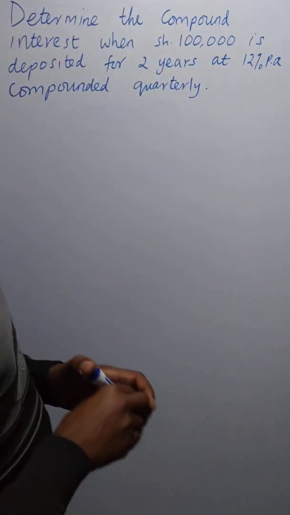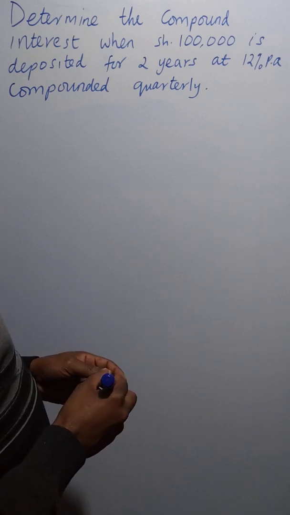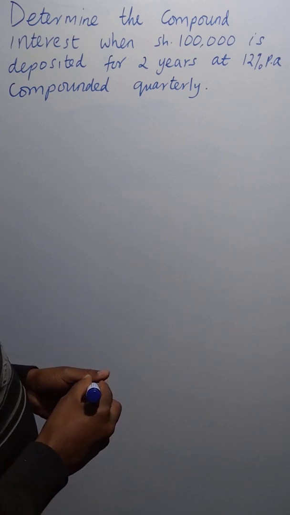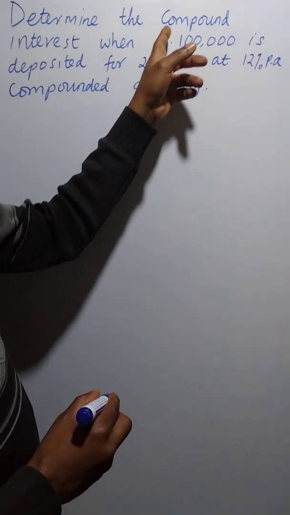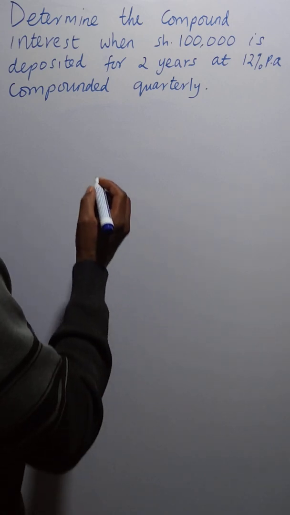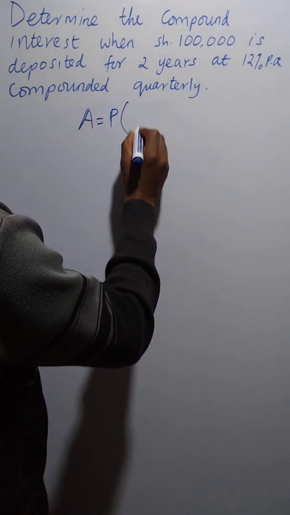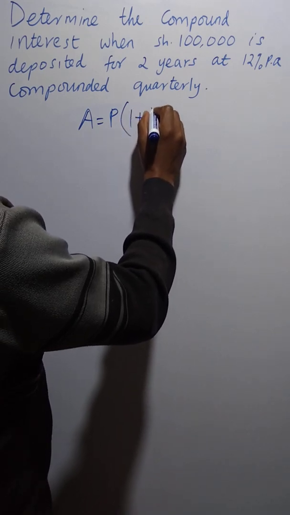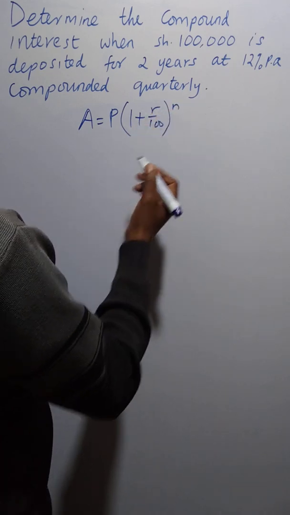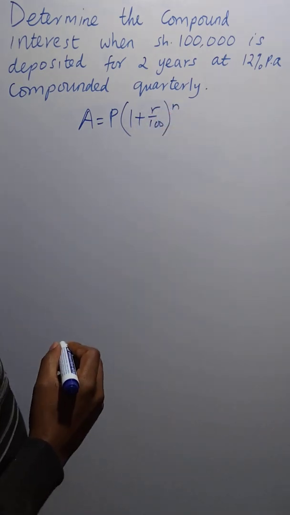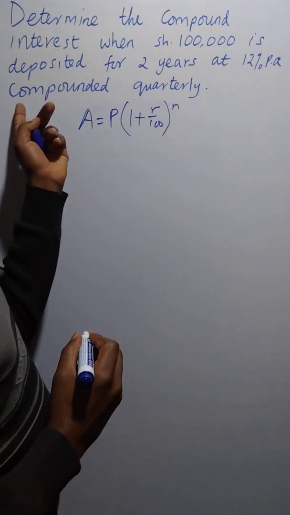Now, we are to determine the compound interest when 100,000 shillings is deposited for 2 years at 12% per annum, compounded quarterly. When we are calculating a question involving compound interest, the formula to use is: amount is equal to principal into 1 plus rate over 100 raised to power n. The rate is per annum, and this is the number of years. But remember, the question is saying that we are compounding quarterly.